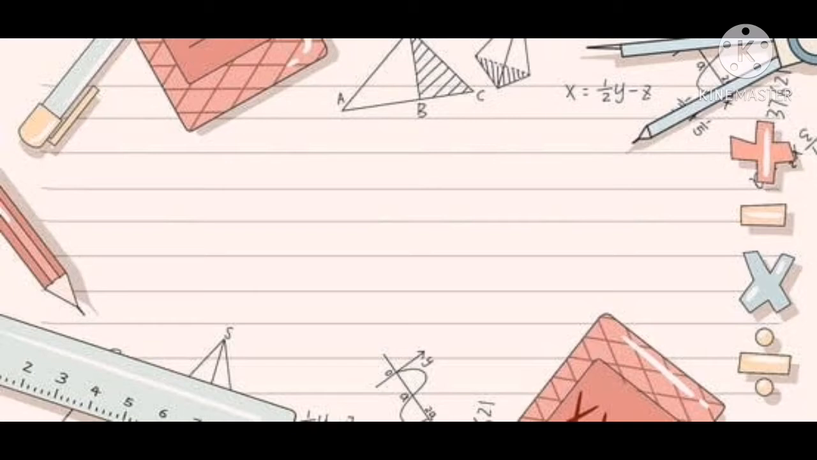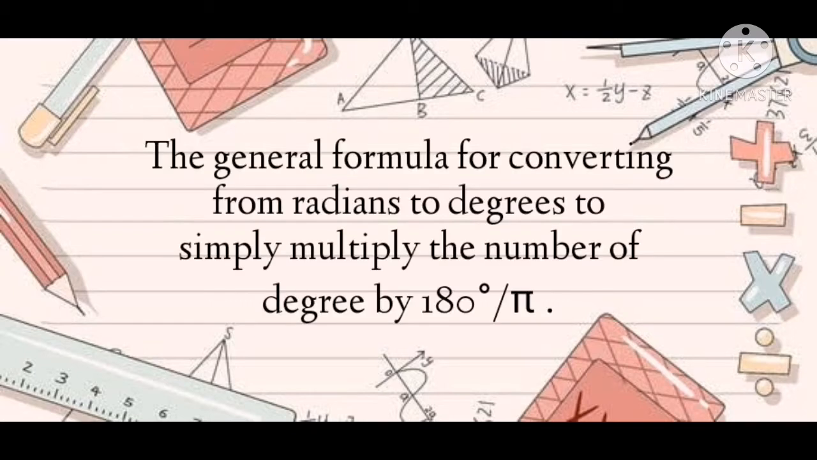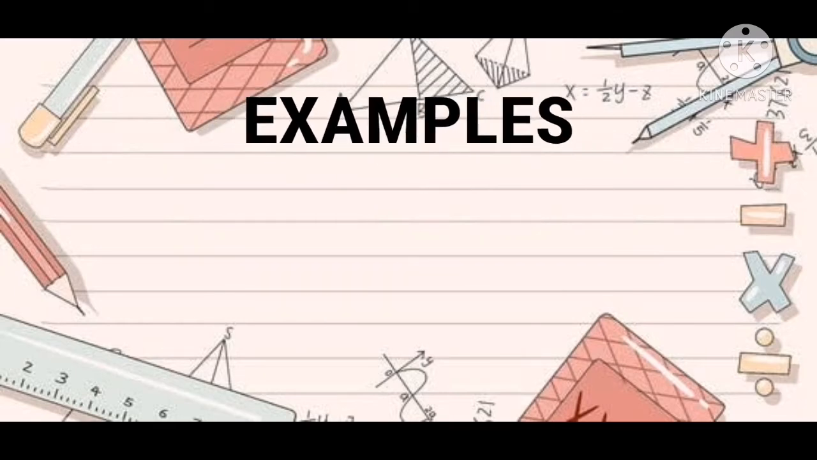Then we'll have the vice versa. Let's now learn how to convert radian measure to degree measure. For converting radian measure to degree measure, we have the general formula for it, and it is to simply multiply the number of radians by 180 over pi. Let's have some examples right away.